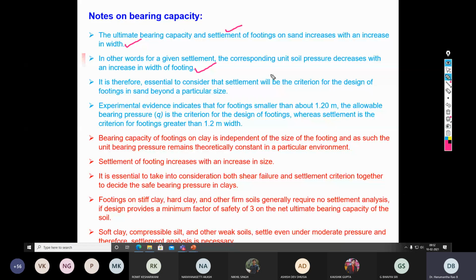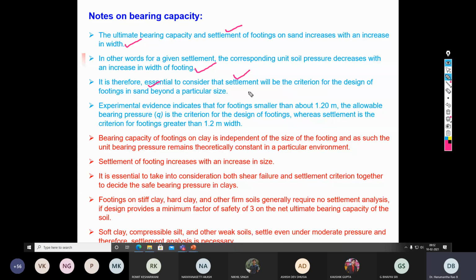As we go deeper and deeper, more and more area gets spread for the same delta sigma. So it is therefore essential to consider that settlement will be the criterion for the design of the footing in sand. This is most important. When you are dealing with the bearing capacity in sandy soils, you should take settlement as the criterion for design of the footing.